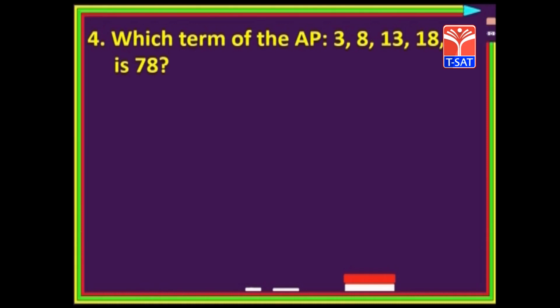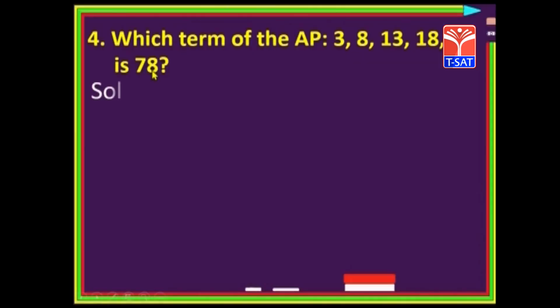Okay, let us see one more example. Which term of the AP 3, 8, 13, 18 and so on is 78? So 3, 8, 13, 18 is given as an AP. In this progression, somewhere we may or may not get the number 78, so we have to check. Let us consider the given number 78 as a n, then solve by using the nth term formula. We will get which term is 78.